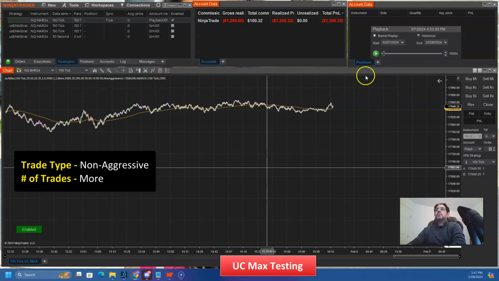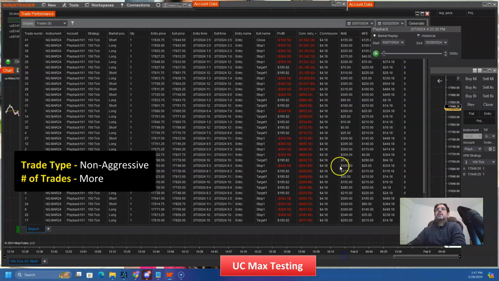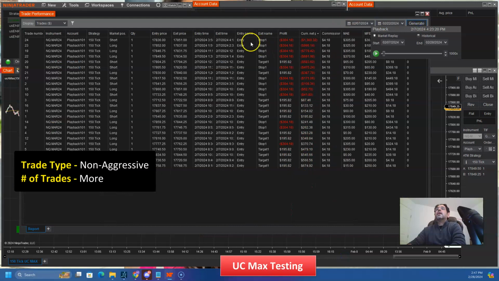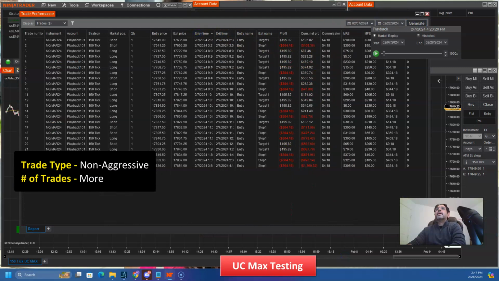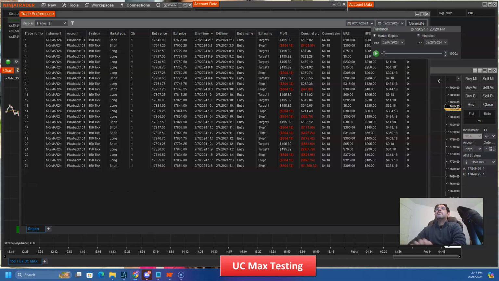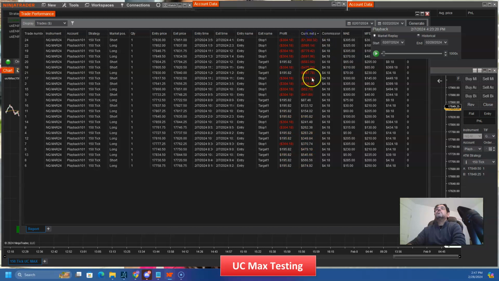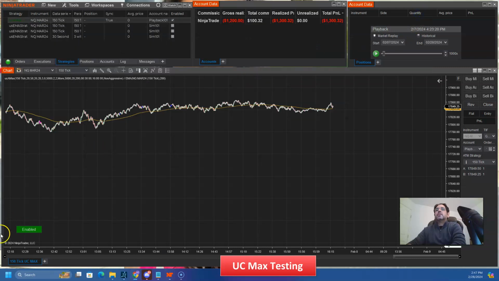So we close the day at negative 1300. The high was 674. Minus 1300 was the highest drawdown, where we closed the day as well.